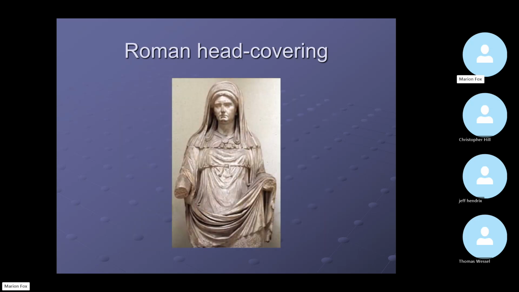Another one, and her arms are broken off. And so she has a veil over her as well. This woman does.